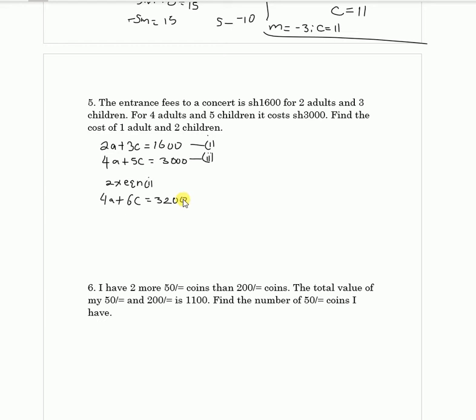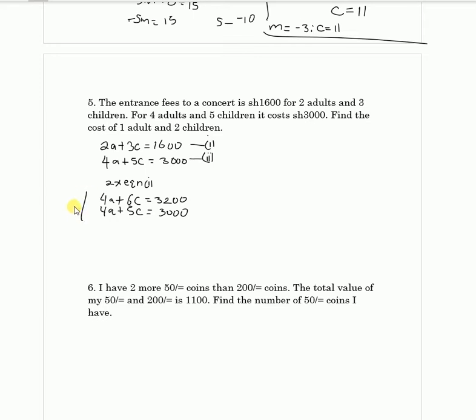When I solve that, I multiply equation 1 by 2. I multiply every term. Some students just multiply the left hand side and say 4a plus 6c is equal to 1600. No, multiply everything by 2, everywhere. And let me write now the second equation. I have 4a plus 5c is equal to 3000.